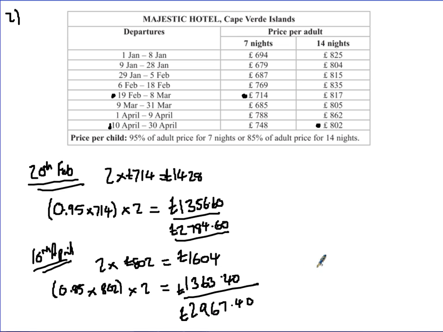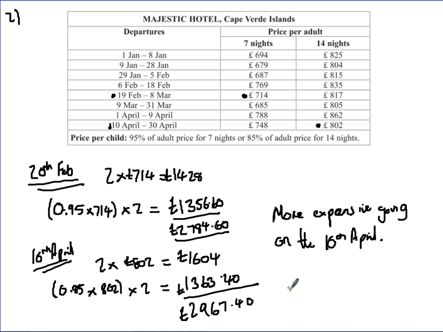Compare the costs. So it's more expensive going on the 10th of April. It's not a major surprise this, because 14 days generally will be more expensive unless you go at a different time of the year, but it is more expensive.